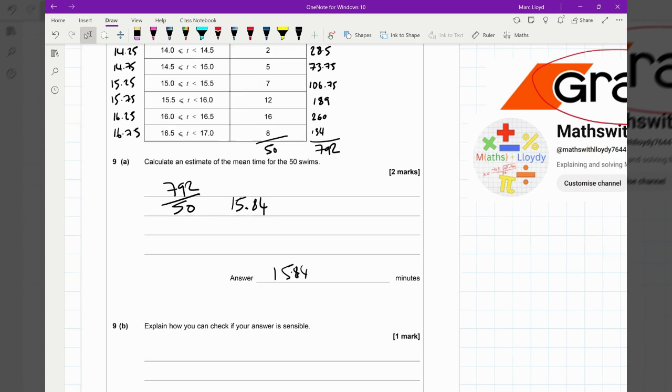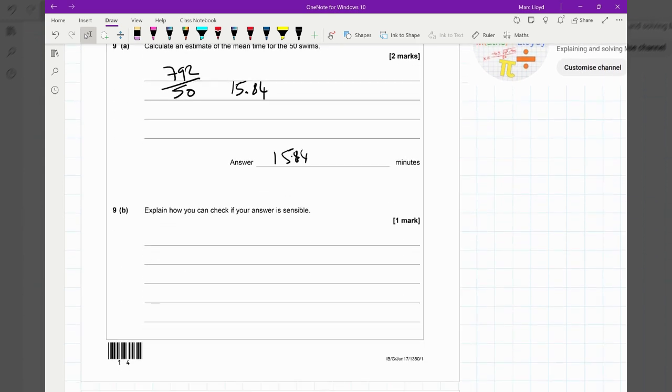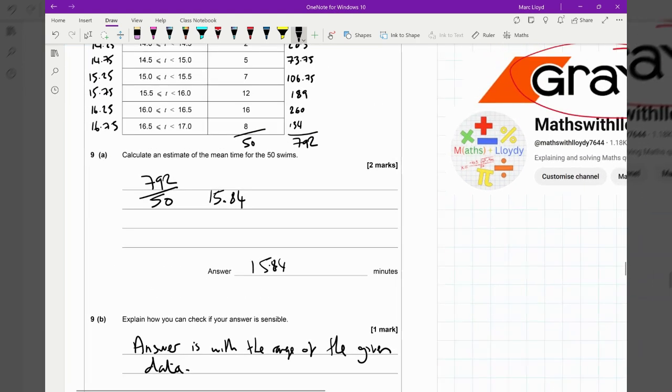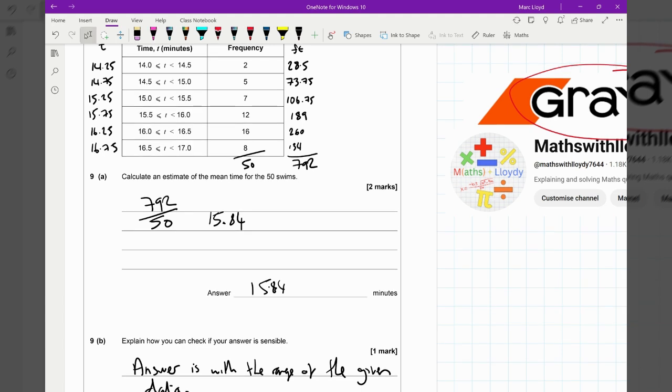Lovely. Part B, explain how you can check your answer is sensible. Answer is within the range of the given data. So if my answer was 158.4, I know I haven't divided properly, but 15.84 falls within this group here, so therefore I'm happy with that.